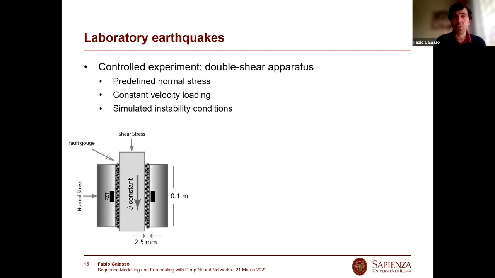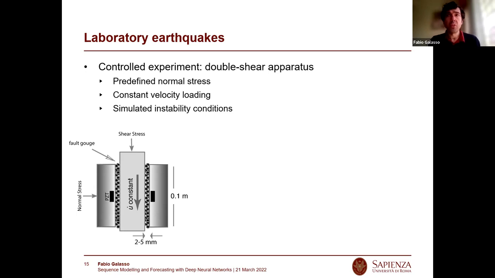But certainly here we want to contextualize this into the field of laboratory earthquakes. So we're considering the setup that probably every one of you is familiar with, which is the setup of the experiment of Chris. And we're talking about a controlled environment because we've got control on pretty much most of the aspects of the experiment. So we've got a predefined normal stress, we've got a constant velocity loading, and then we simulate some instabilities.